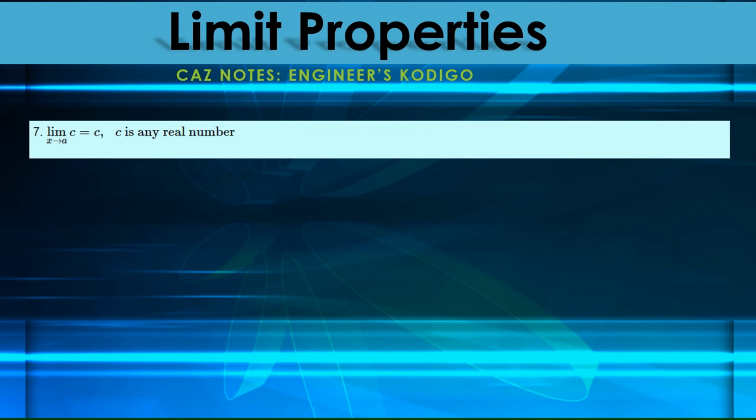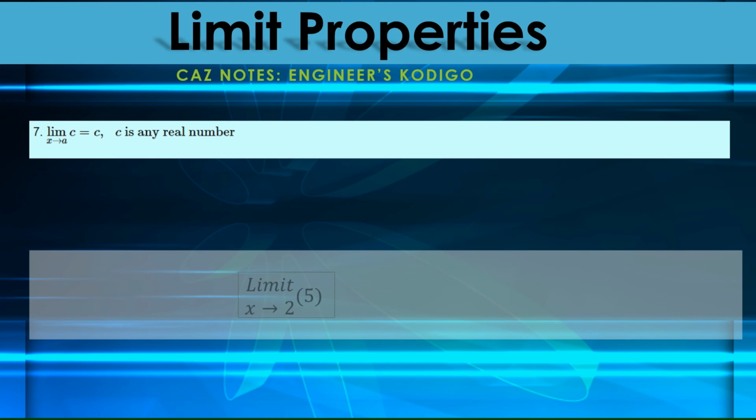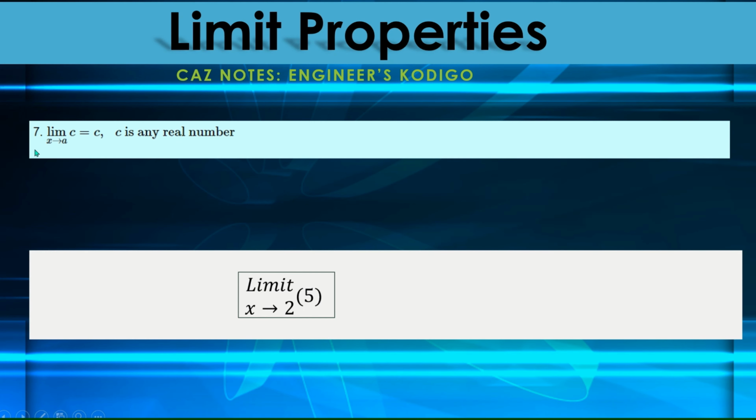Let's have another one, the final limit property. It states that the limit of the function c as x approaches a is equal to c, where c is any real number. Simple lang ito. It is telling us that the limit of any constant number is always equal to the constant. Okay, so that's the 7th property of limit.